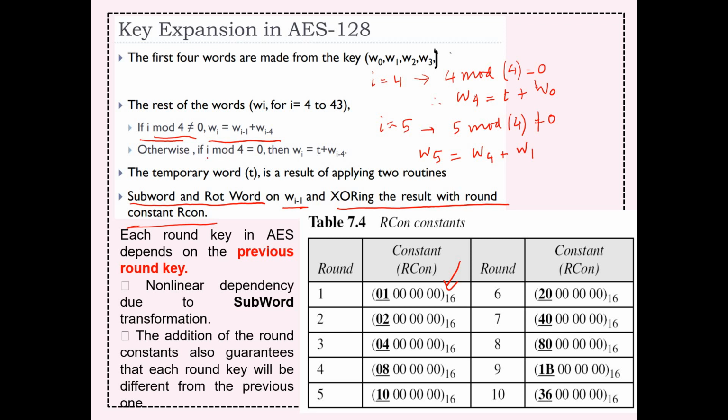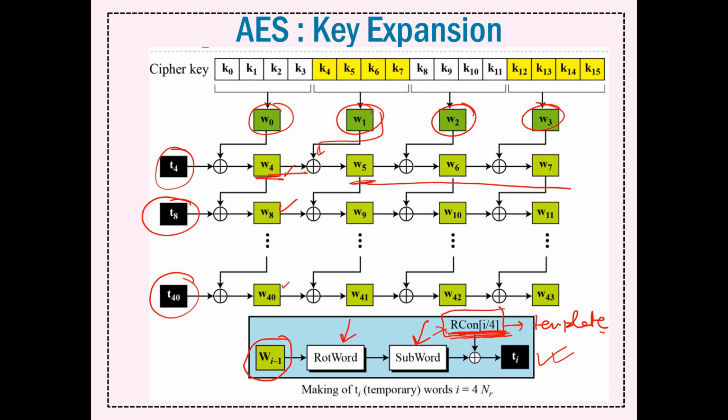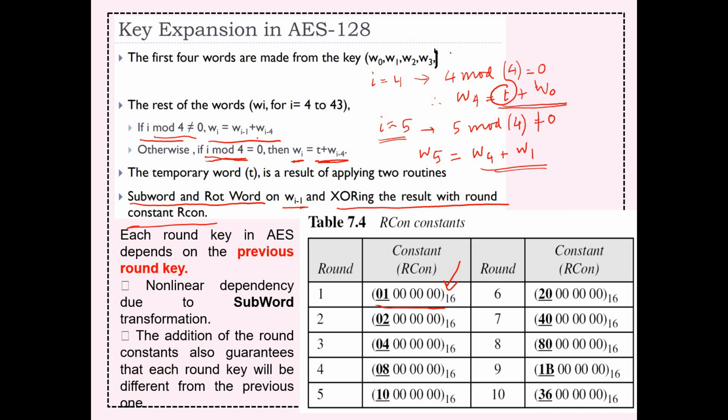The second condition: if i mod 4 is equal to 0, then w(i) is t plus w(i-4). So you can see t plus w0. Now this t is generated by SubWord, RotWord, and XORing with the round constant. Suppose this value is 0, 1, all zeros. Got it? This is how the first round of keys will be generated. The first entry will be W4. Now when it is W5, for example i = 5, this will be a combination of W4 and W1. If you go back here, W4 and W1 are connected. That is given as a relationship over here.